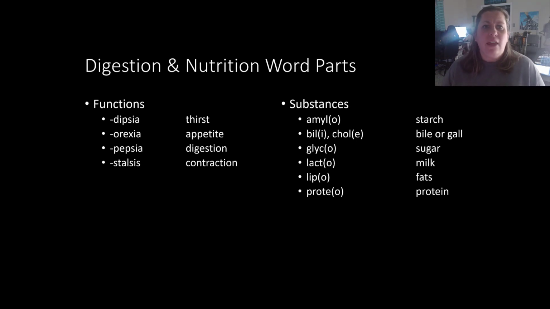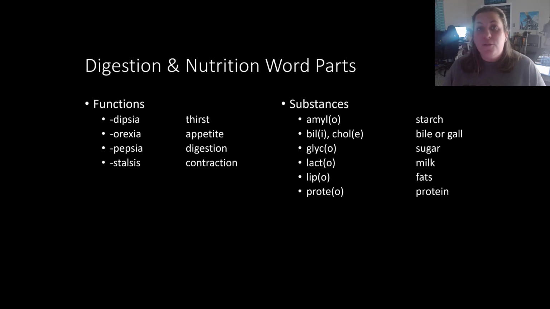So digestion and nutrition, word parts that are going to come into play a lot of times when we're talking about the digestive system. You can see that we have dips, which is thirst. Orexia is appetite. Pepsia is digestion. And stalsis is contraction. If you look here, thirst is the desire for fluid to drink, especially things like water. Not only does water serve to transport food, but it's important for a lot of our chemical reactions. So water is really important.